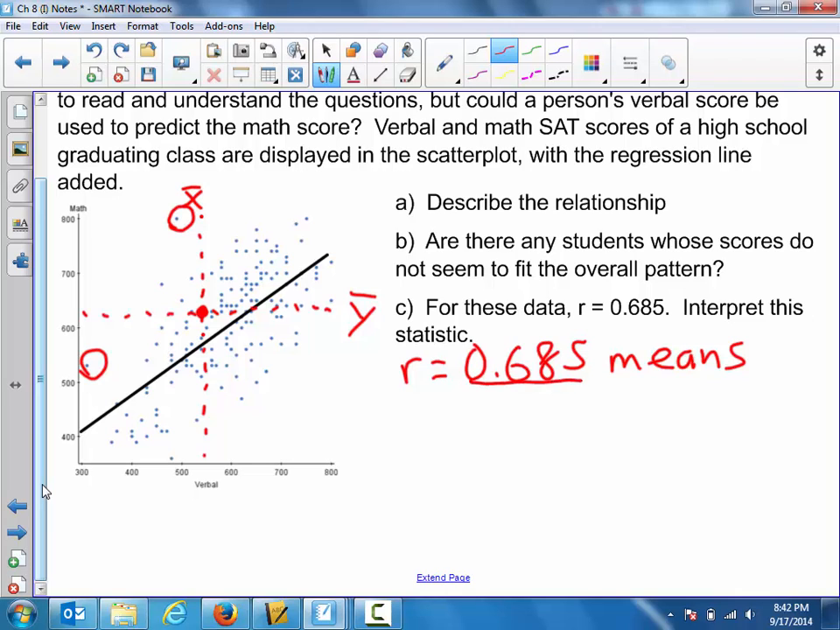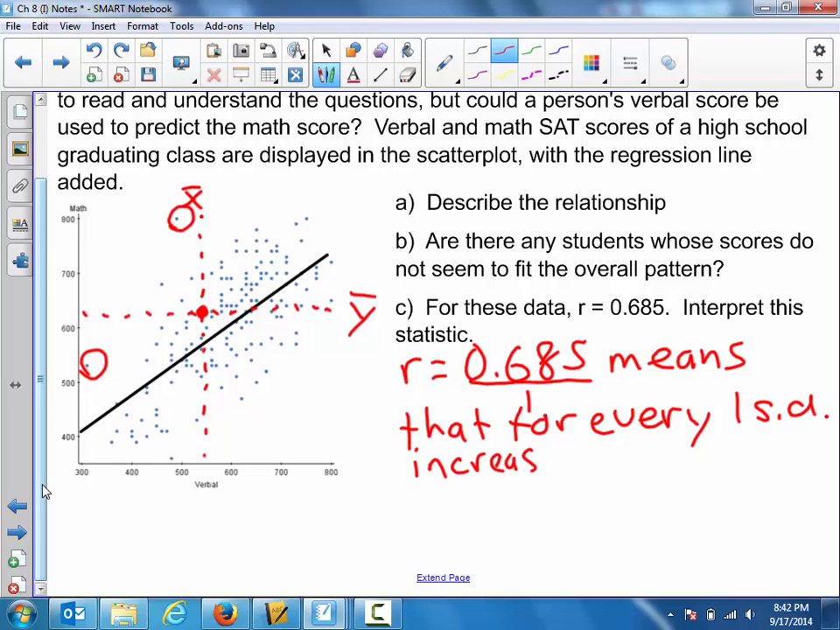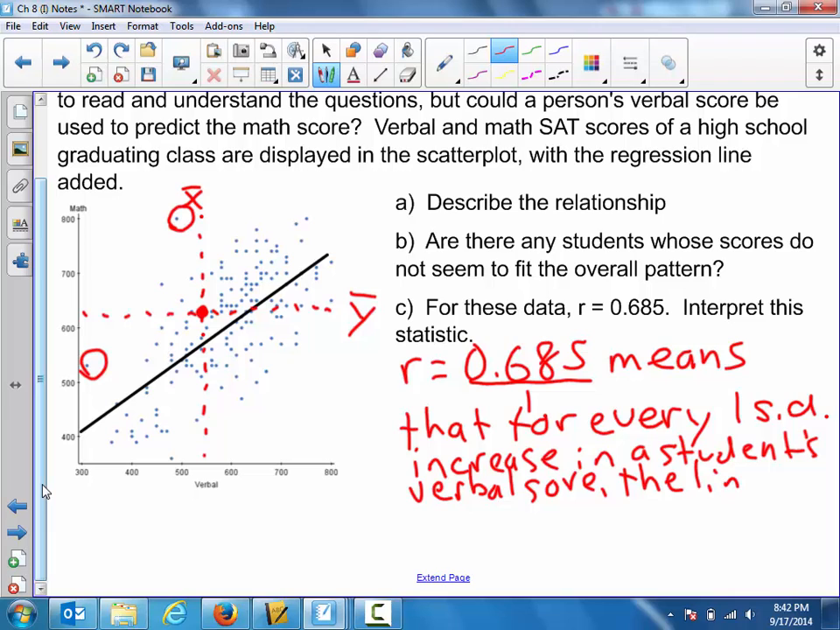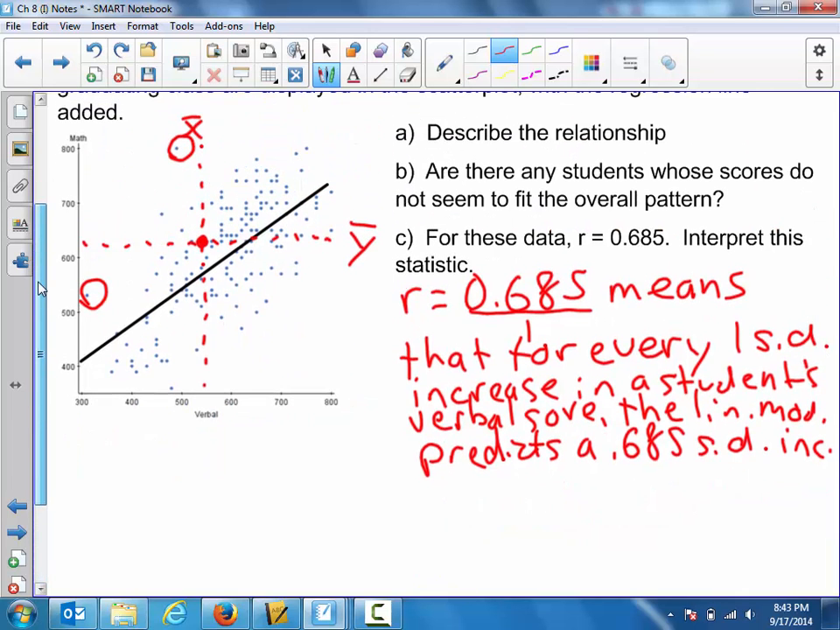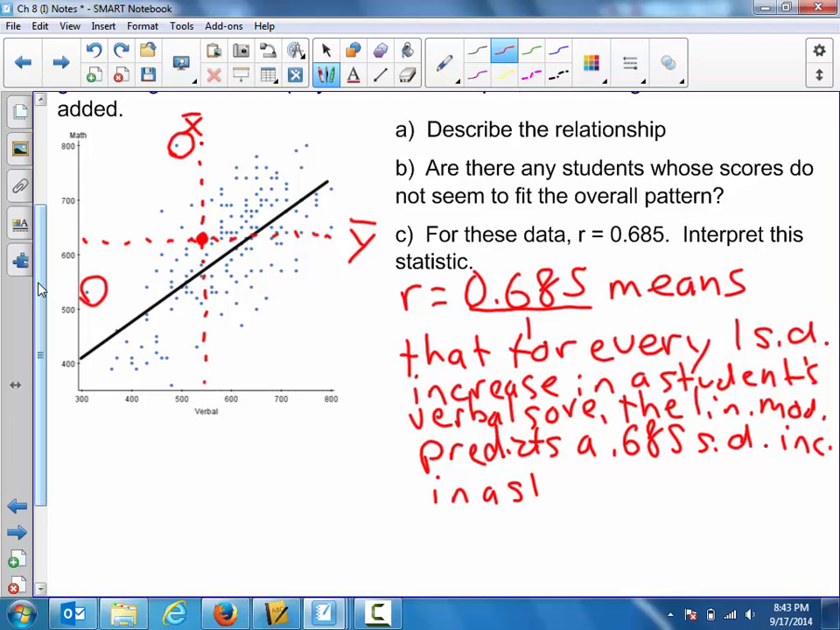r equaling 0.685 means, and if this helps you out, put this over 1, that for every one standard deviation increase in x, in this case, the verbal score, in a student's verbal score, the linear model predicts a 0.685 standard deviation increase in your y variable here, which is your math score. Increase in a student's math score.